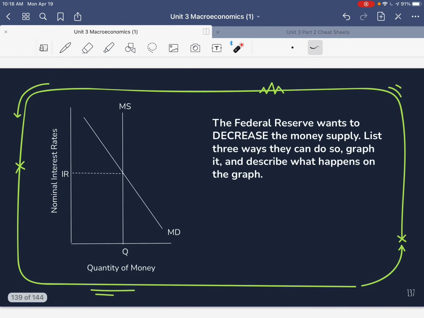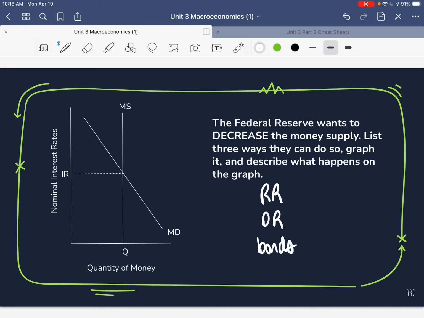Let's do the opposite. There's only 2 options here. If the federal government wants to decrease the money supply, what are the 3 ways they can do so? Graph it and describe what happens. So it all has to do with the reserve requirement, the discount rate, or bonds. And it's going to be the exact opposite of the last one. I mean, that's pretty simple.